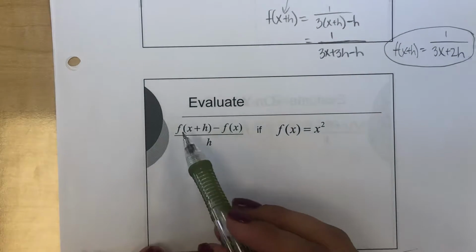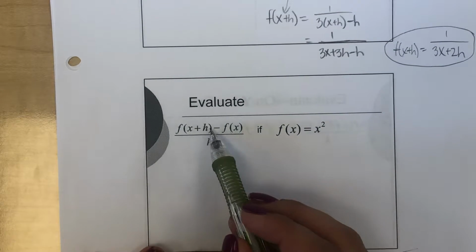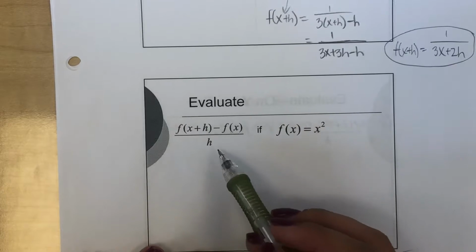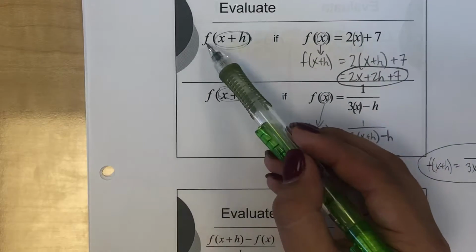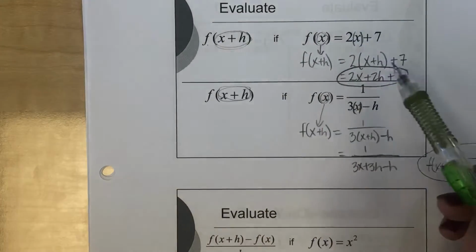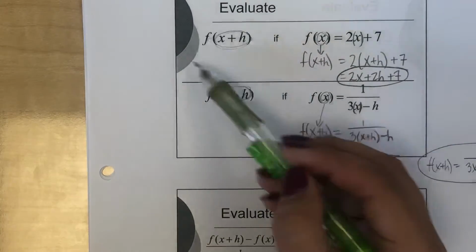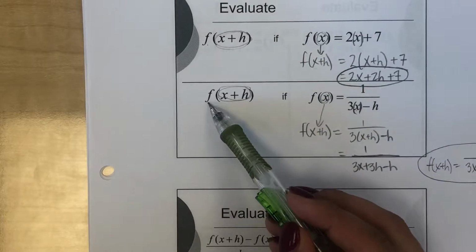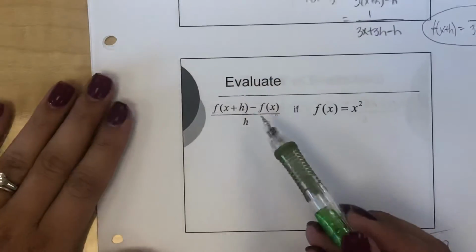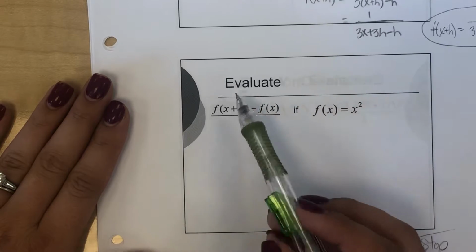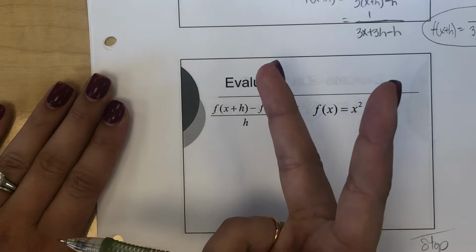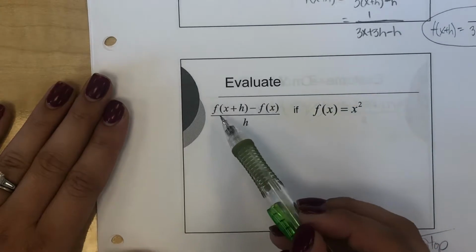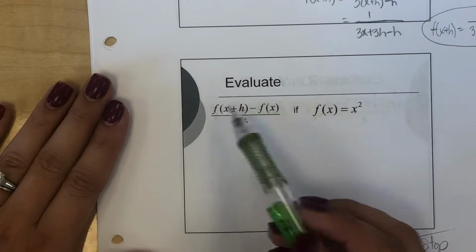Okay, so you're going to evaluate f of x plus h minus f of x all over h. So here I notice, in the last problem, there is one f. So I substituted in just the one time. Here I notice that there are two different f's. So I'm going to use the function named f twice, right? Okay, so I'm going to start there.